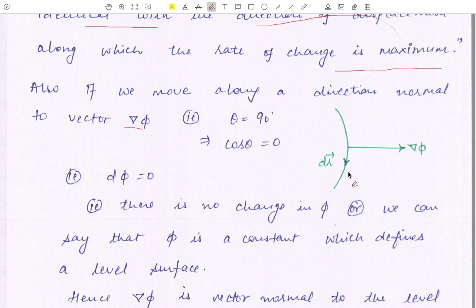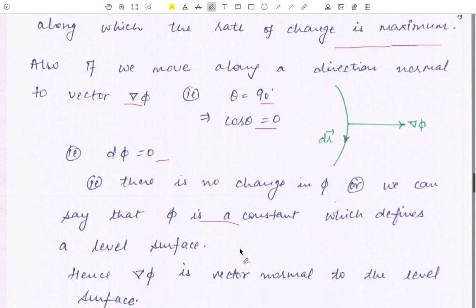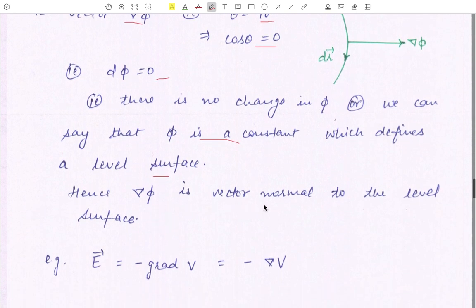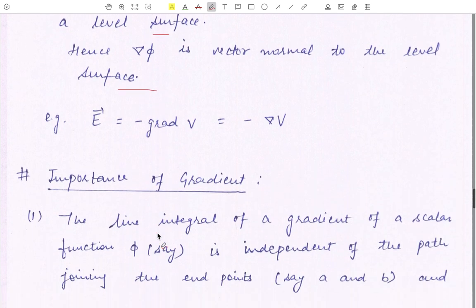Okay, the second case is if we move along the direction normal to del phi, that is the displacement vector is perpendicular to the del phi vector, then theta will be equal to 90 degrees and cos theta will be equal to 0. Therefore this d phi will be equal to 0. That means there is no change in phi, or we can say that phi is a constant function which defines a level surface. Hence this del phi is a vector normal to the level surface. This is the second thing that we get from the gradient of the scalar function.